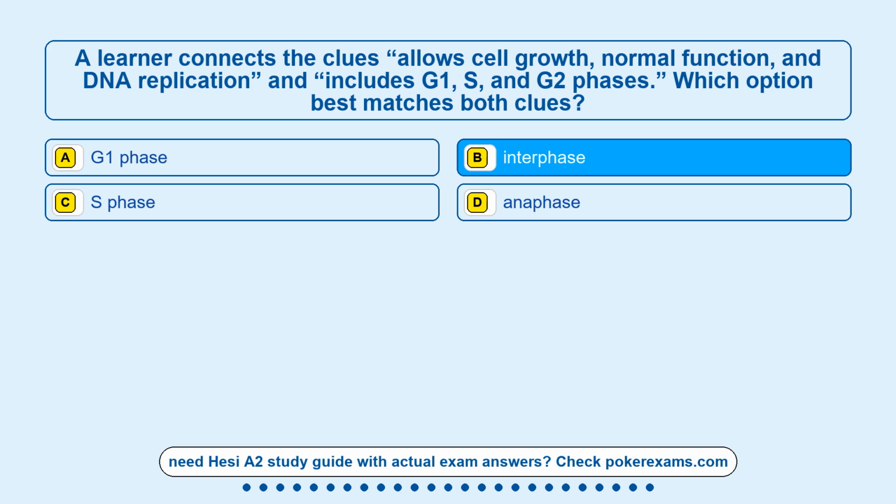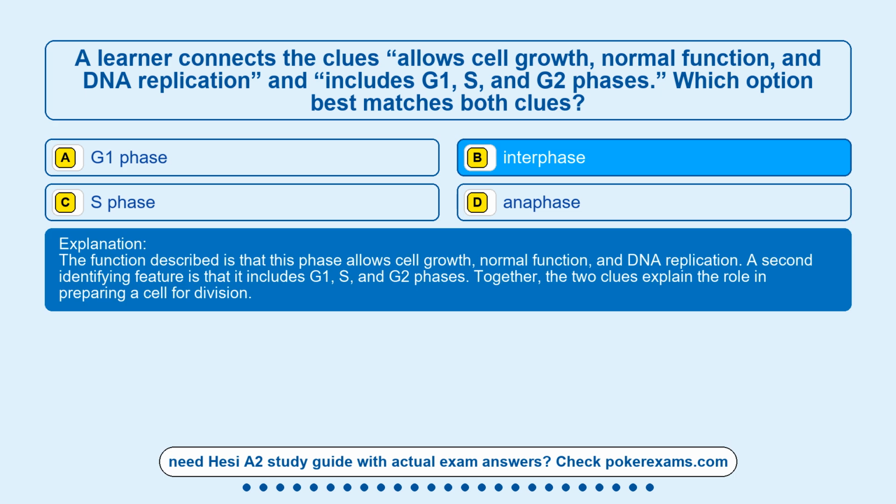The correct answer is option B, interphase. The function described is that this phase allows cell growth, normal function, and DNA replication. A second identifying feature is that it includes G1, S, and G2 phases. Together, the two clues explain the role in preparing a cell for division.